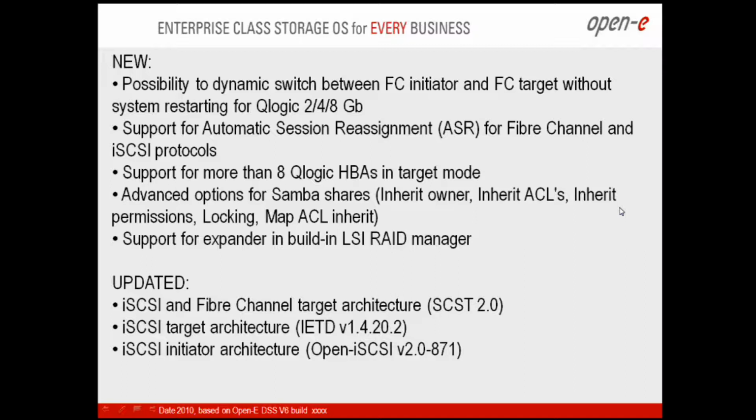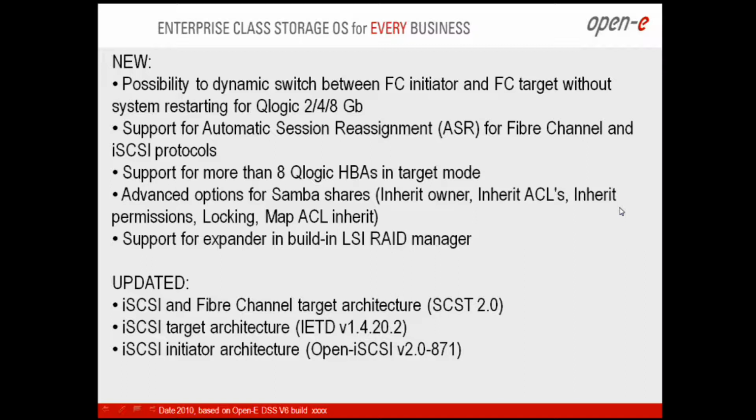We now have advanced options for the Samba shares. This is really significant, and it gives detailed granularity of the shares: inherit owners, inherit access control list, inherit permissions and locking, and also map access control list inherit. So there are great details on that in the online help manual of the DSS V6 for each of the shares.